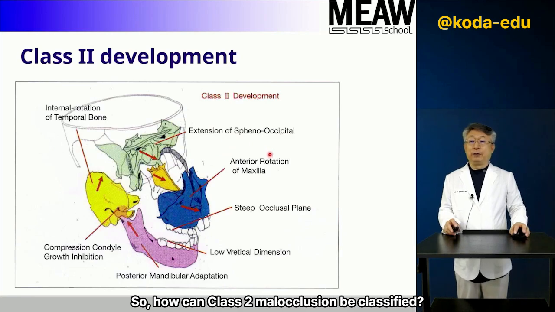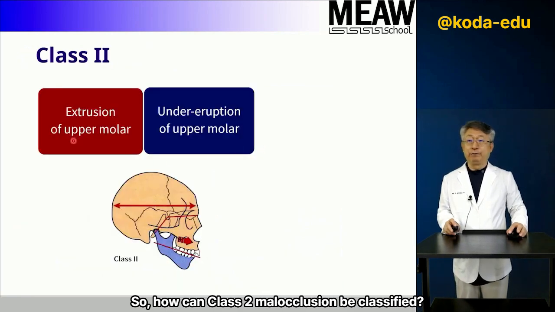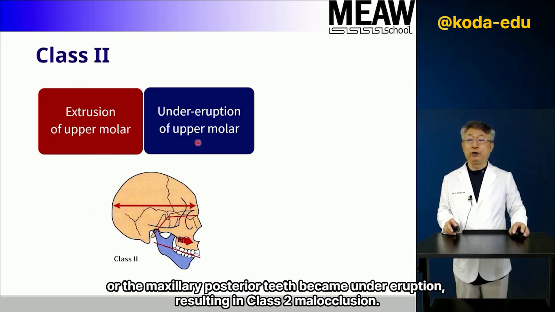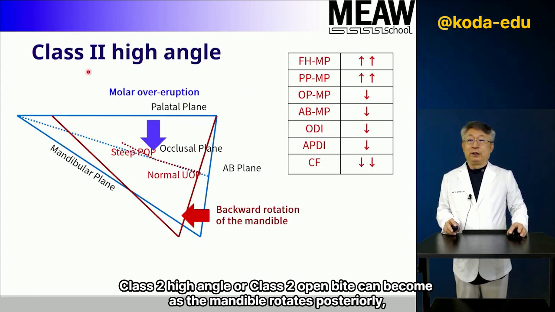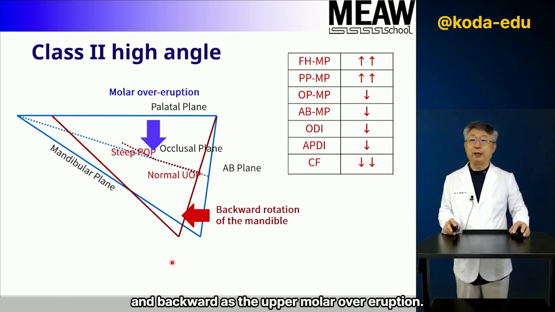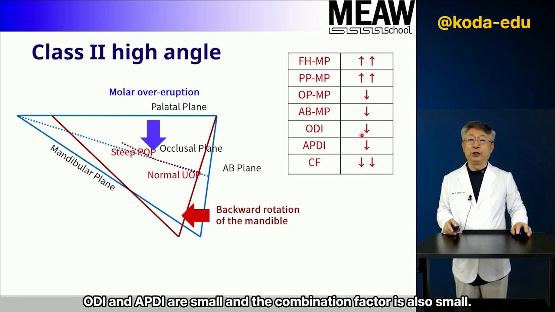So how can Class 2 malocclusion be classified? Class 2 malocclusion needs to be distinguished first, whether the maxillary posterior teeth were extruded, or the maxillary posterior teeth became under eruption, resulting in Class 2 malocclusion. Class 2 high angle or Class 2 open bite can become as the mandible rotates posteriorly and backward as the upper molar over erupts. ODI and APDI are small and the combination factor is also small.